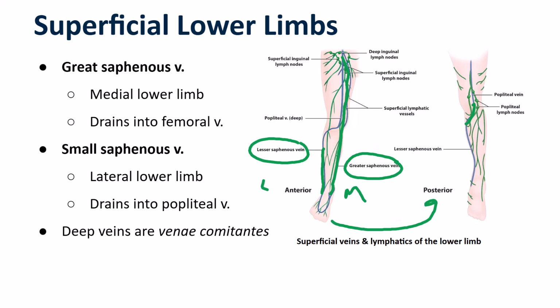Now, all of the deep veins are venae comitantes of the arteries that you come to know and love. So just like there's a posterior tibial artery that you're responsible for knowing, there are posterior tibial veins. Just like there is a popliteal artery, there are popliteal veins. Just like there is a femoral artery, there is a femoral vein. So that pattern holds just the same as the upper limb.